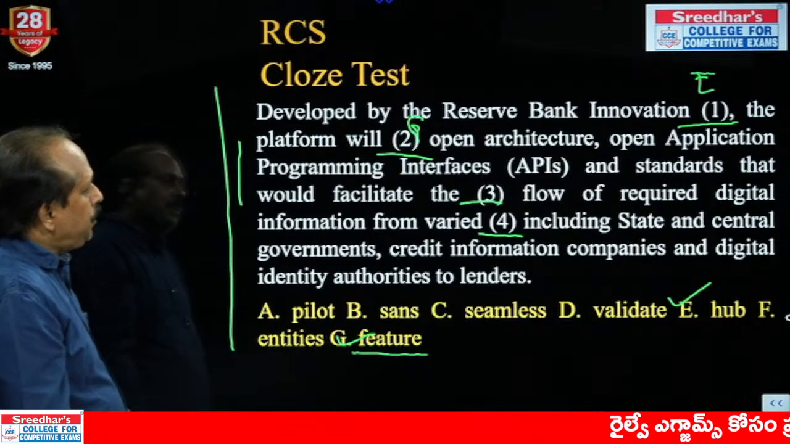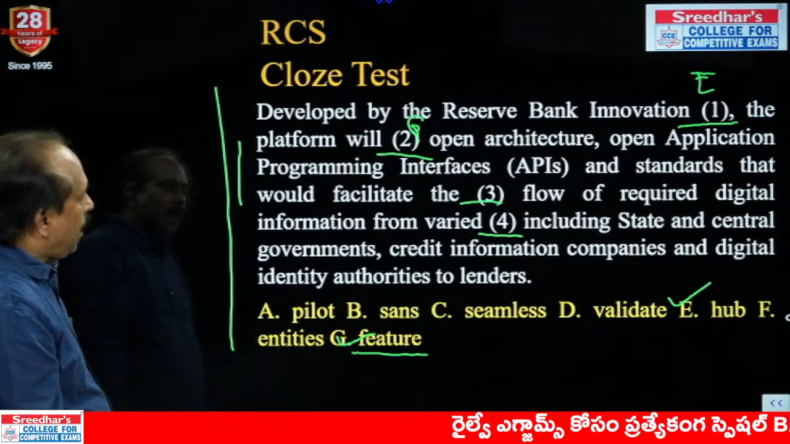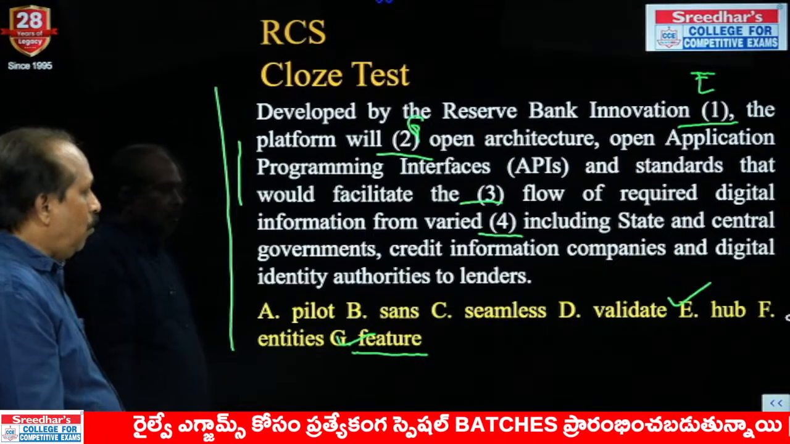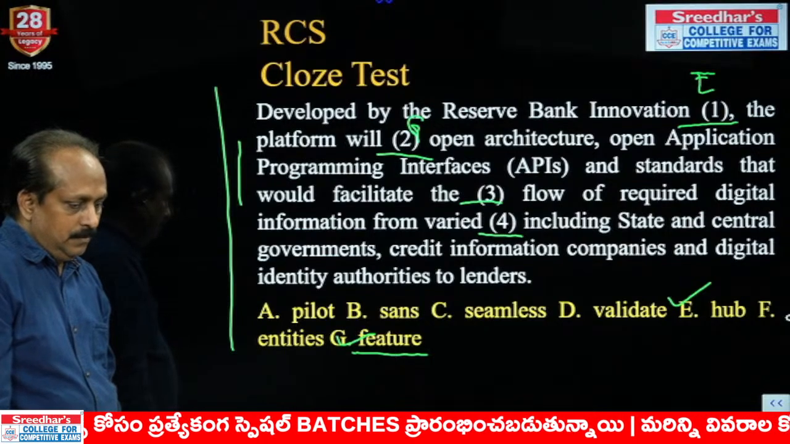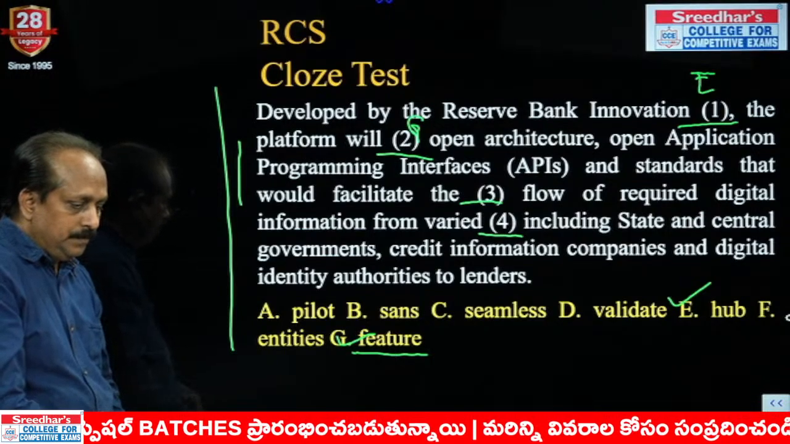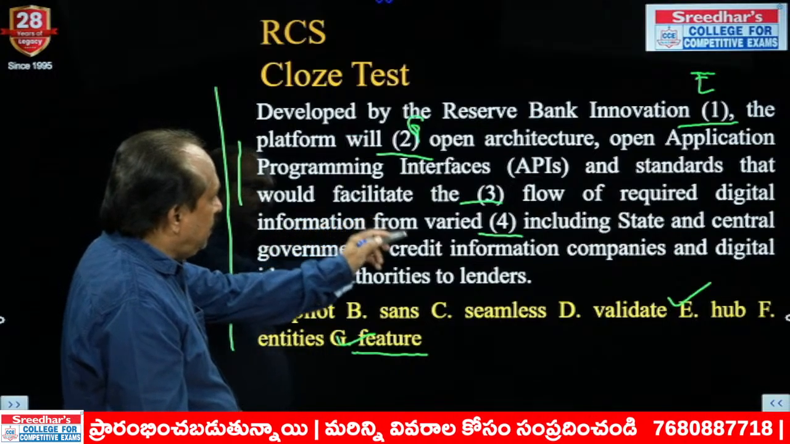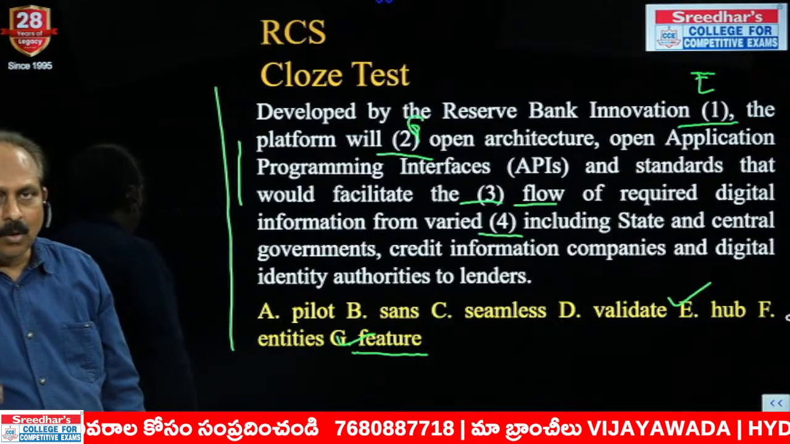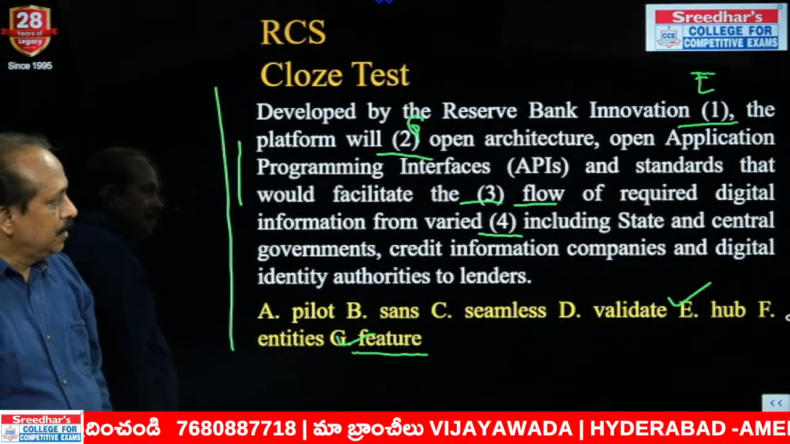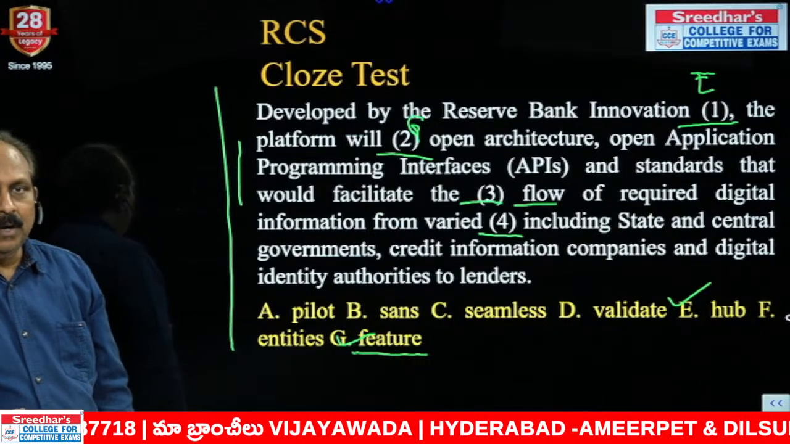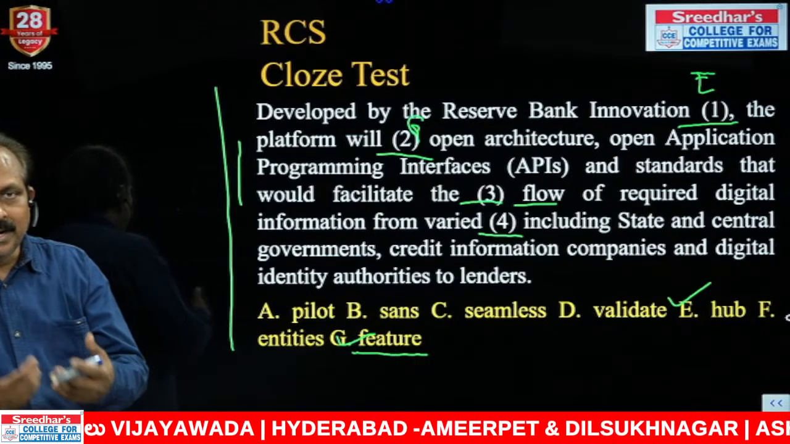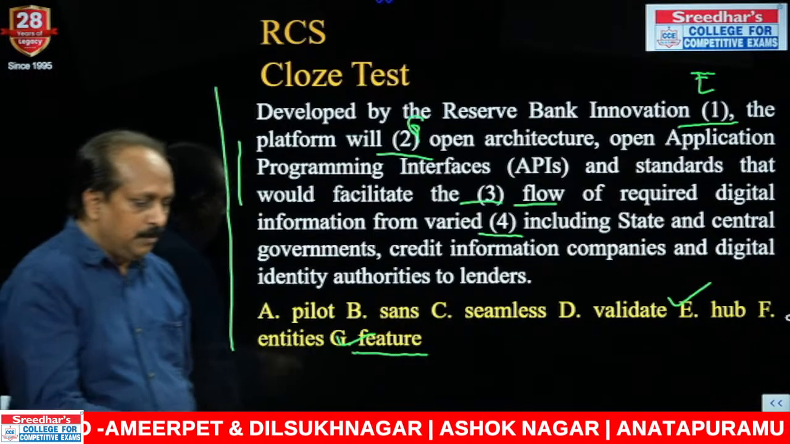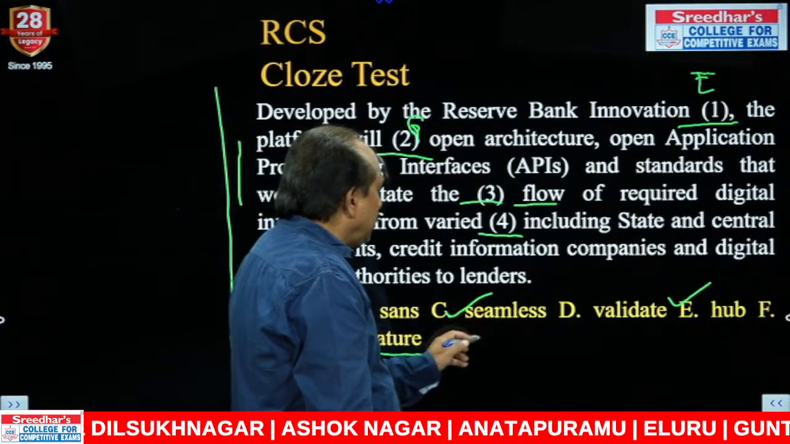The platform will feature open architecture, open application programming interfaces, and standards that would facilitate the what? Go to the third one. You have a noun here, but don't use grammar knowledge. Try to pick up based on contextual awareness. Flow generally takes one particular word. No barriers, no hindrances, no impediments. Things go very smoothly without any obstruction. Very good. Busy life has got it right. Seamless.